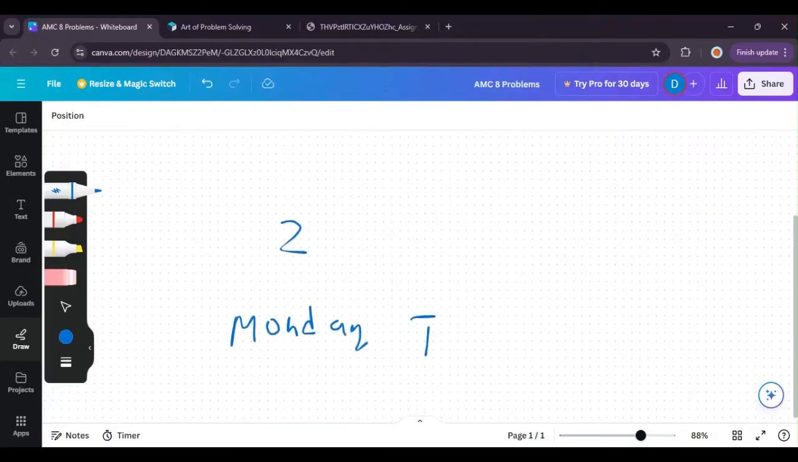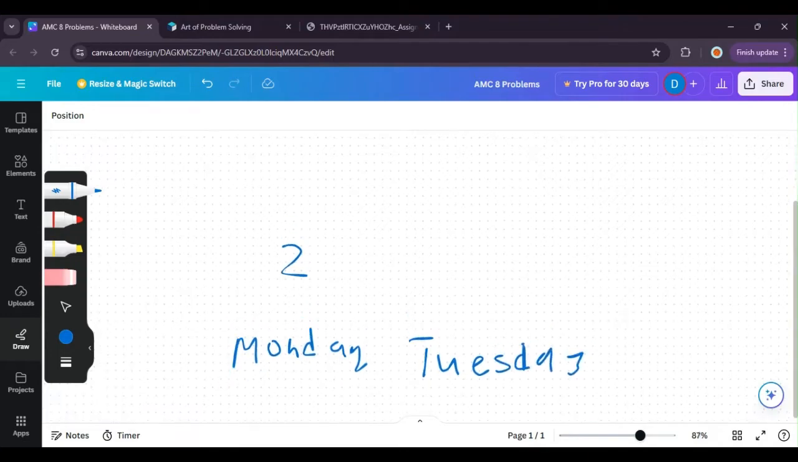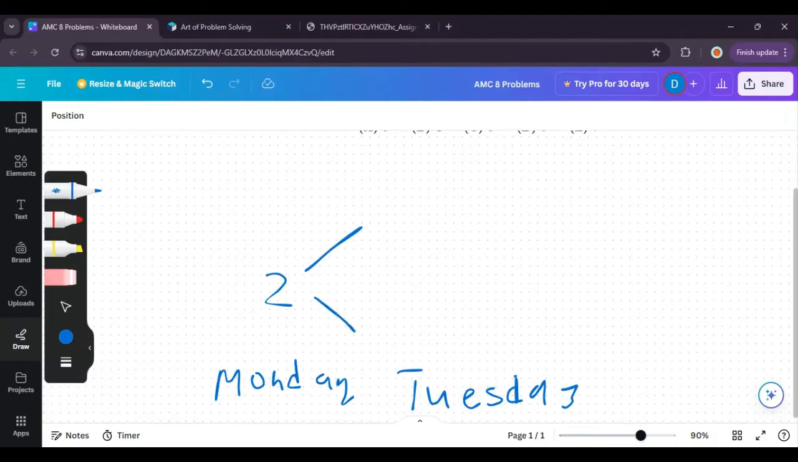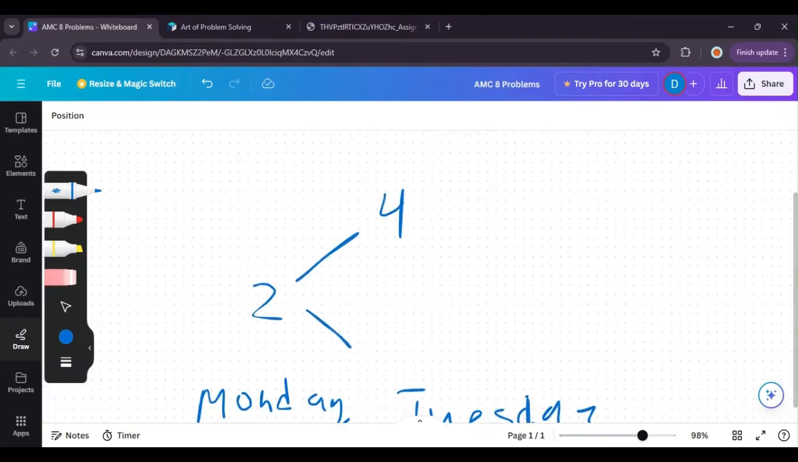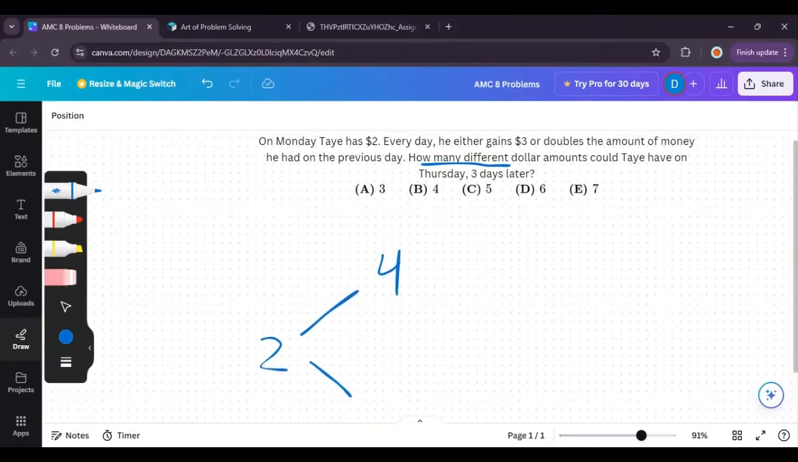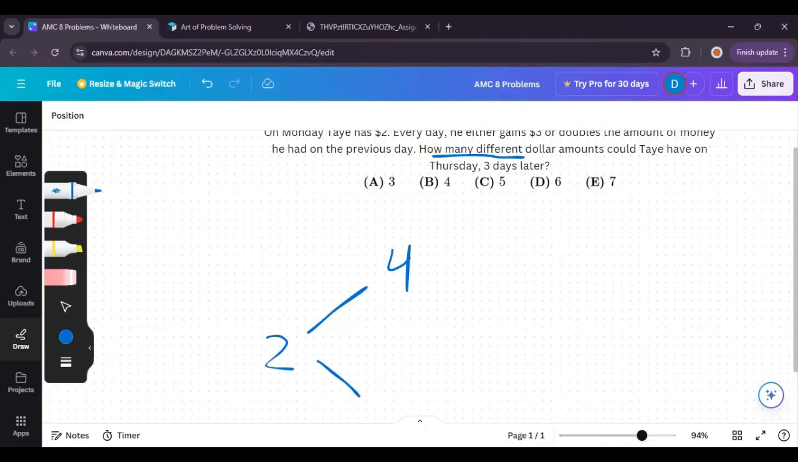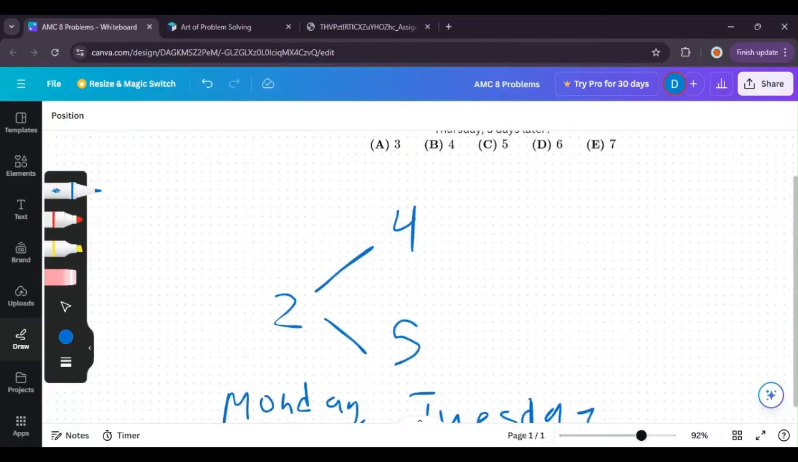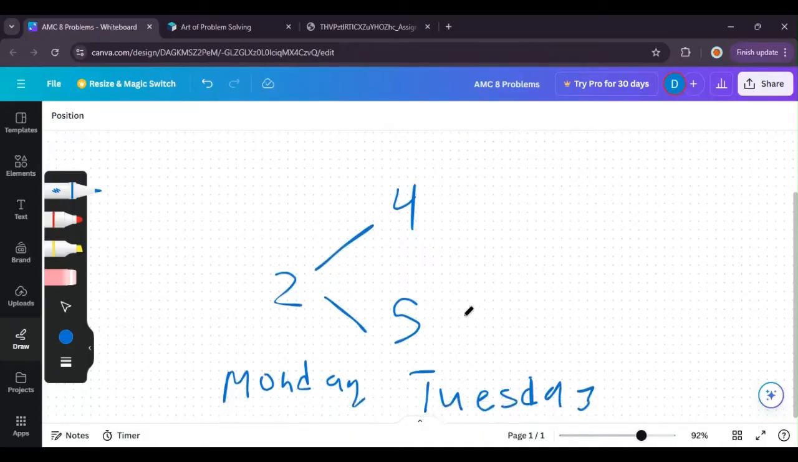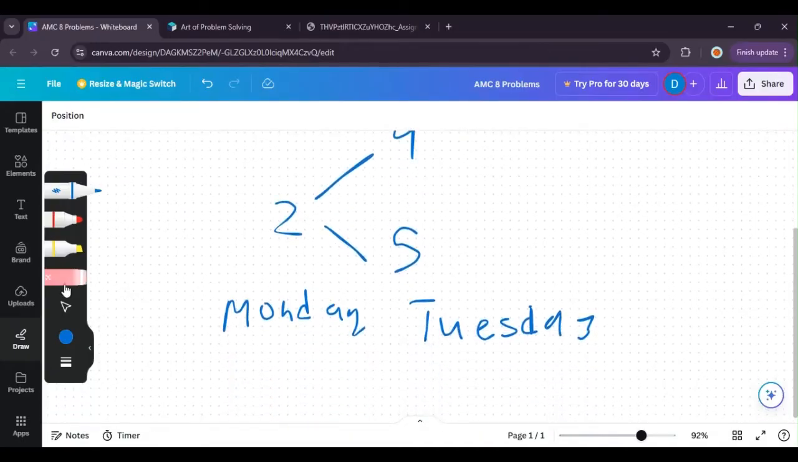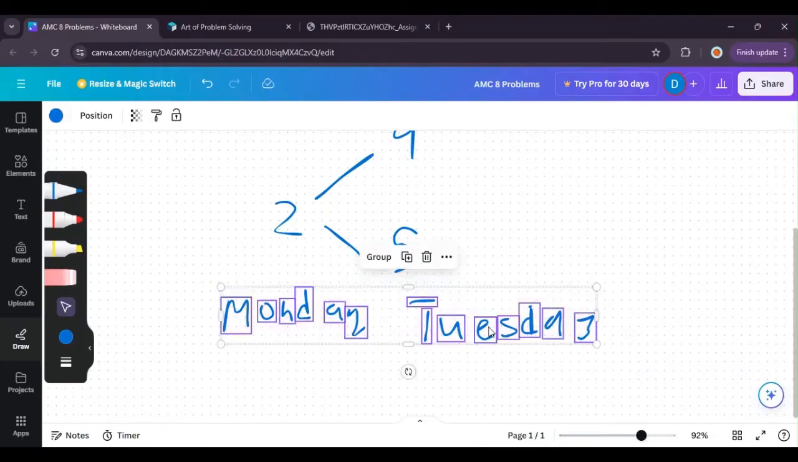On Tuesday, he can either double it to 4, so 2 times 2 is 4, or he can add $3 to the amount he had on the previous day. So he either gains $3, so now he has 5, or he can double it. So there are two options, and as you see here, these are the two options. And I'm going to move this so it doesn't get in the way.